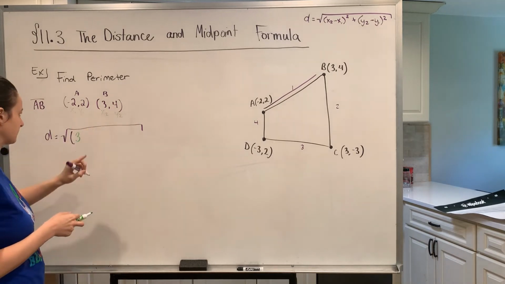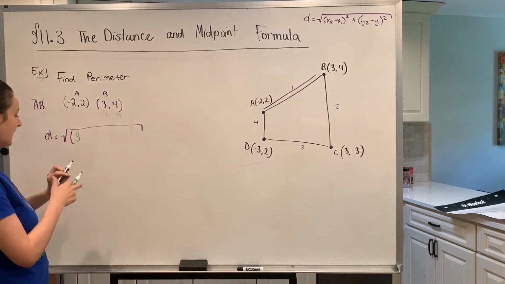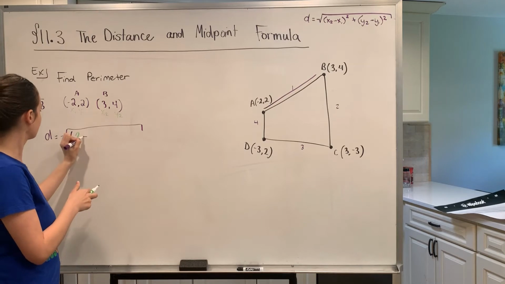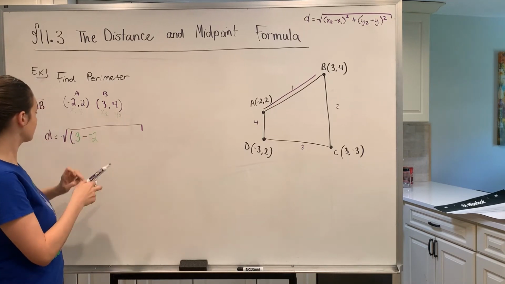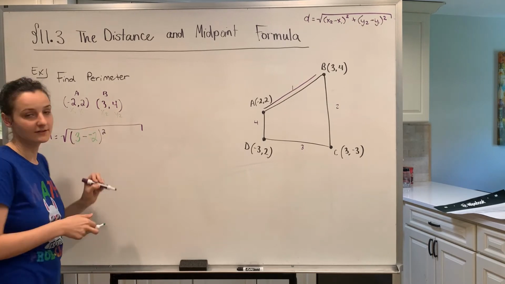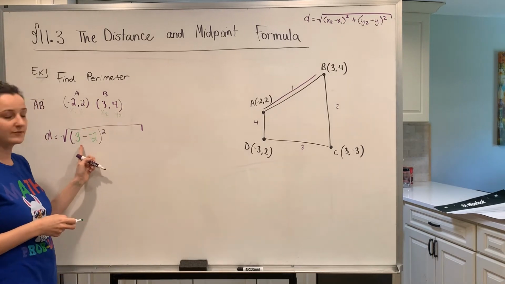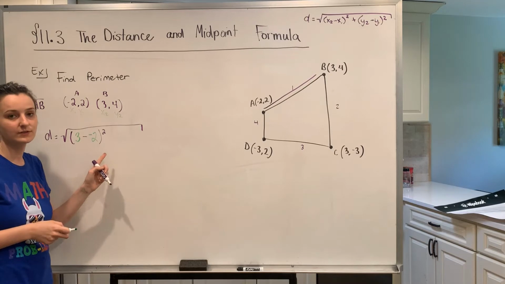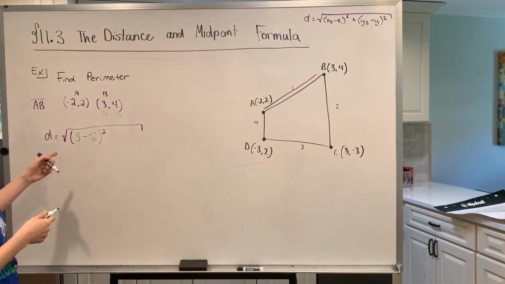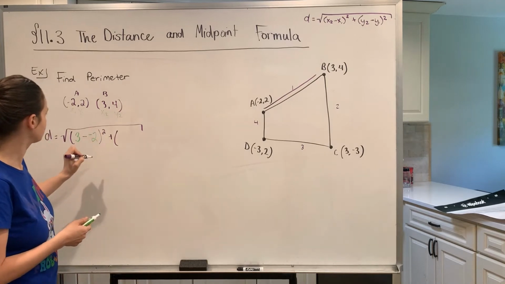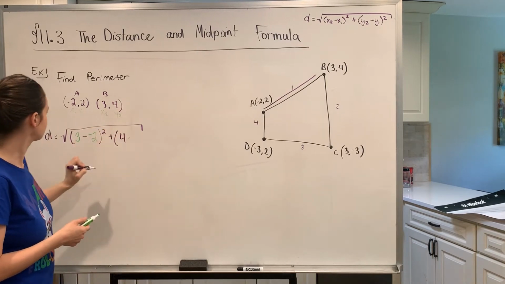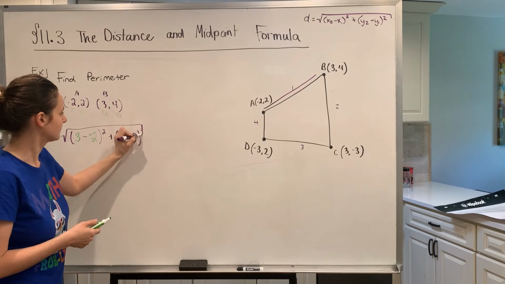x2 minus x1 squared. So x2 is 3 minus, here, minus negative 2 squared. I hope that you're noticing here that I have two negatives, which will create a positive. So you'll have to be careful. 3 minus negative 2 is the same as 3 plus 2 when we go to evaluate this. Okay, then I'm going to add it to y2, which is 4, minus y1, which is 2, and square it.